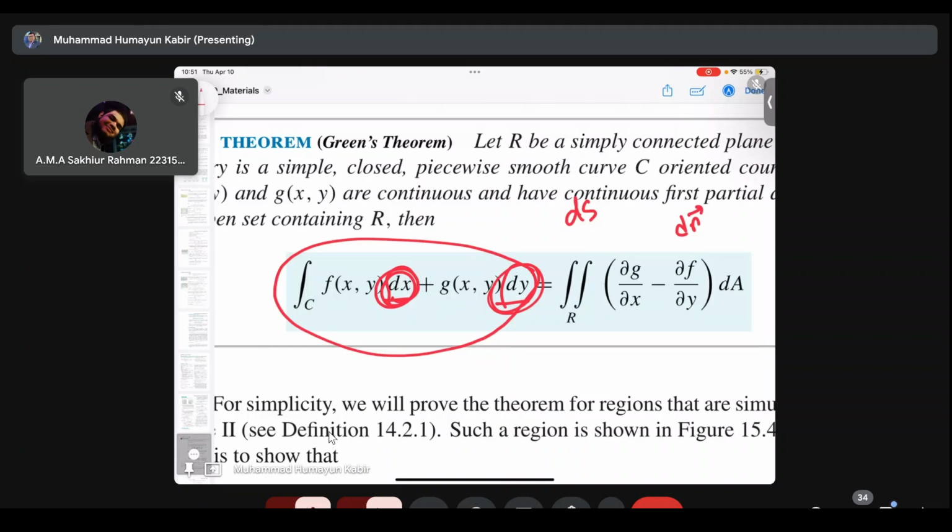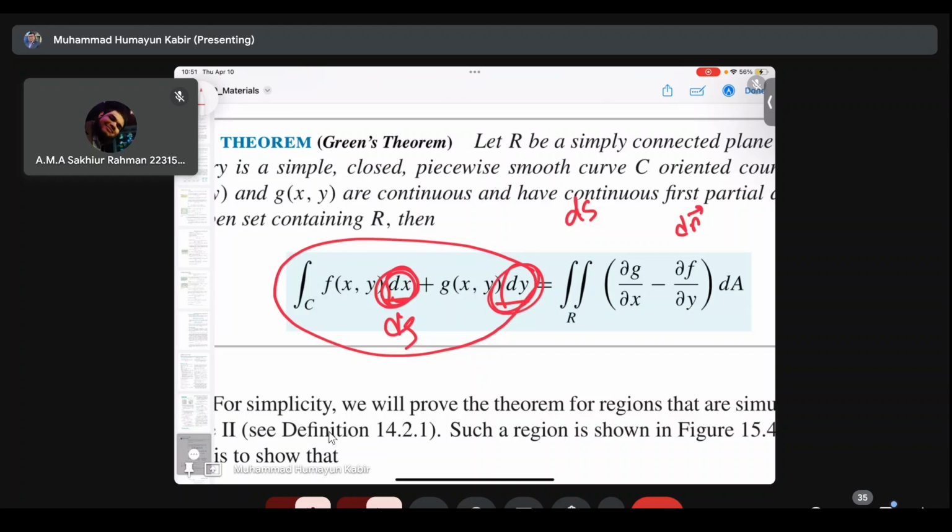So how can we evaluate such a type of line integral? This is very complicated. Why very complicated? Because it contains two functions, and both of them are two variable functions, and it does not contain ds. It contains dx and dy. That's why it is more complicated. Understood? So what should we do?